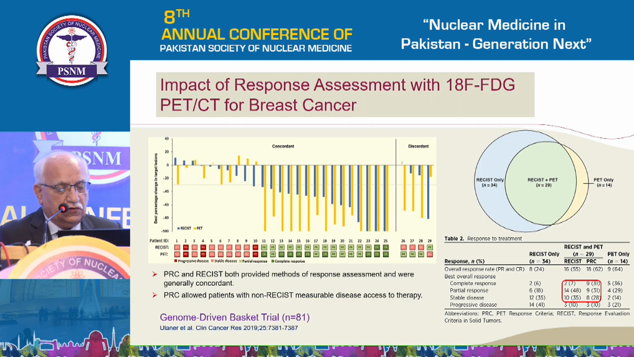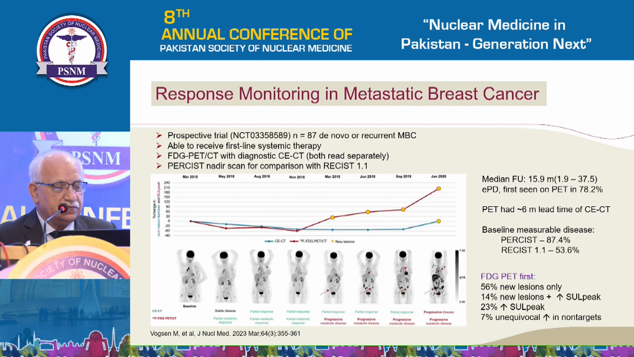Another study, again from Sloan Kettering, shows that there is a 30% variation in the grading of the response if you go from RECIST to PERCIST, from stable and partial response to complete response.